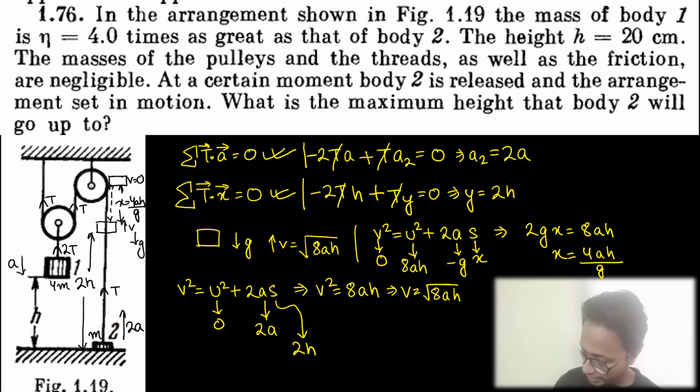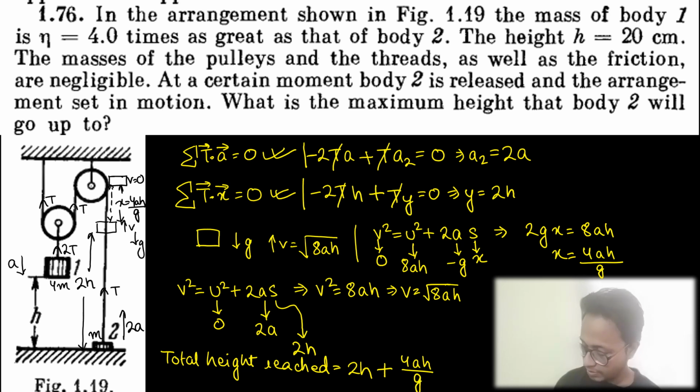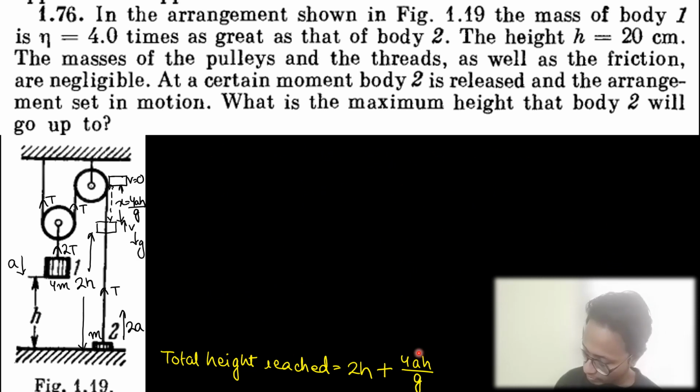So our net total height reached is equal to 2h plus x, and the value of x is nothing but 4ah by g. So we'll do our calculation on the next page, or let's do our calculation out here. I'm erasing all this. Now what is the value of this a? The value of this a is nothing but the initial acceleration.